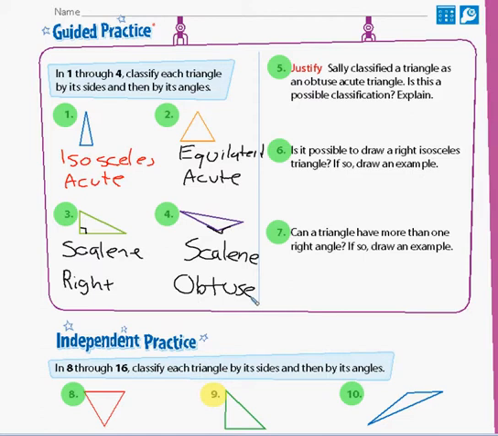Okay, question number 5. Sally classified a triangle as an obtuse acute triangle. Is this a possible classification? Explain. No, it's not, and that's because an acute triangle has all angles acute.